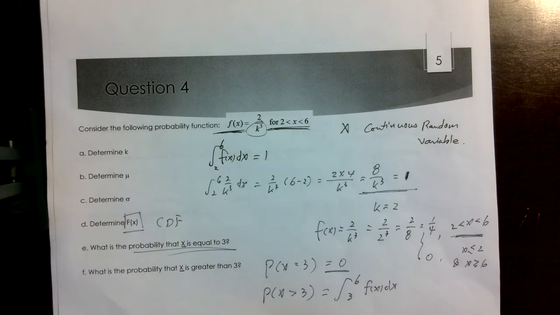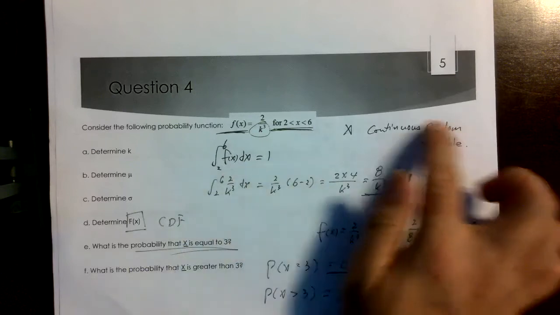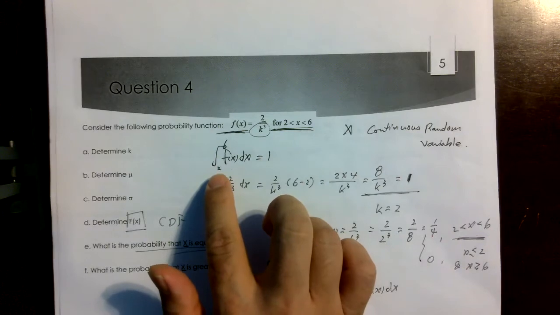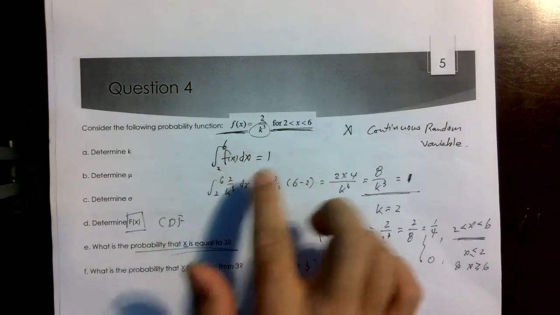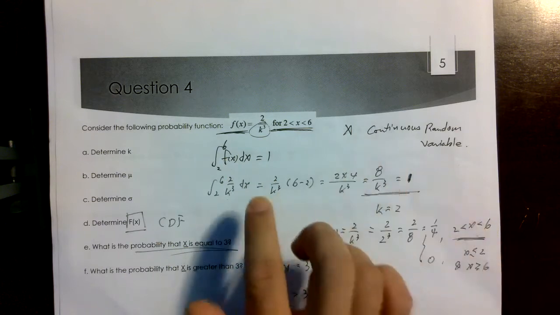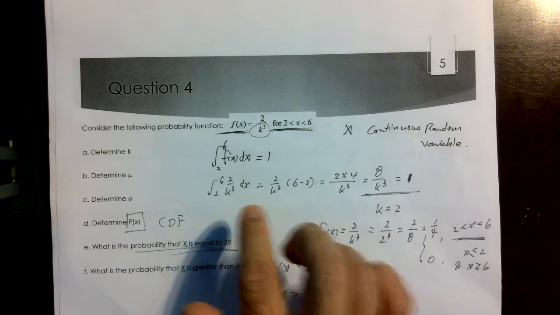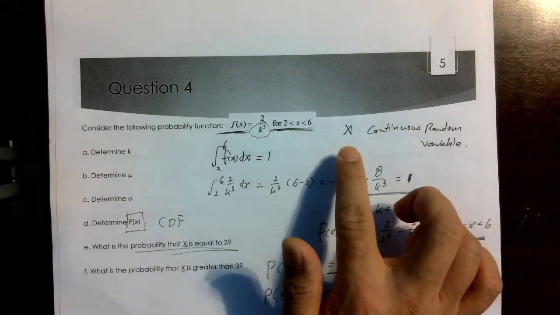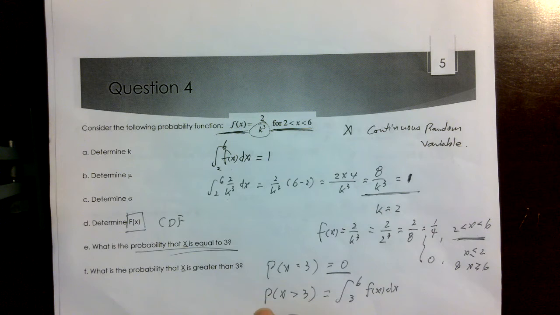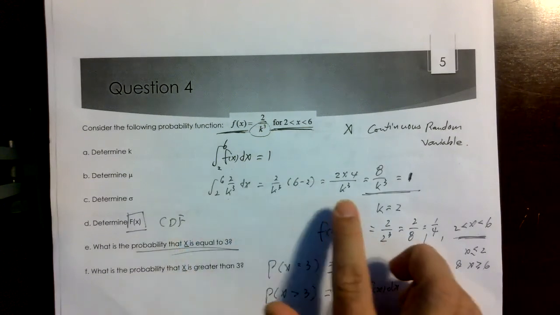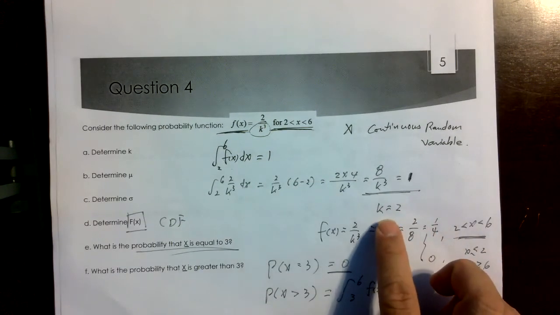The basic property of a probability density function is that if you integrate this function over the whole range of this random variable, so if you integrate it from 2 to 6, that's the whole range of this random variable, then it will be equal to 1. In other words, the total probability over its whole range is equal to 1. All right. So if we do the integration, you can find that k equals 2.